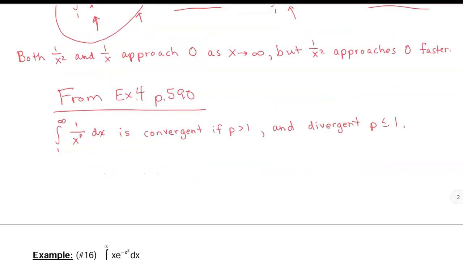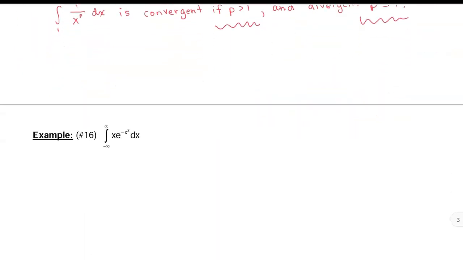We're going to use this a lot in the upcoming chapters. So this is a very helpful theorem to have. If the power is greater than 1, we know we have a convergent integral. If the power is less than or equal to 1, we know we have a divergent integral. So it's a very good rule. It's easy to follow. Let's look at one more example.